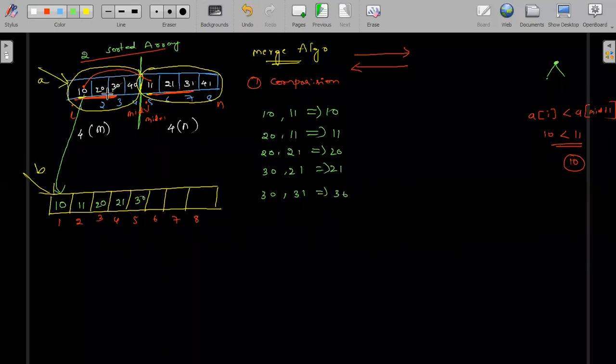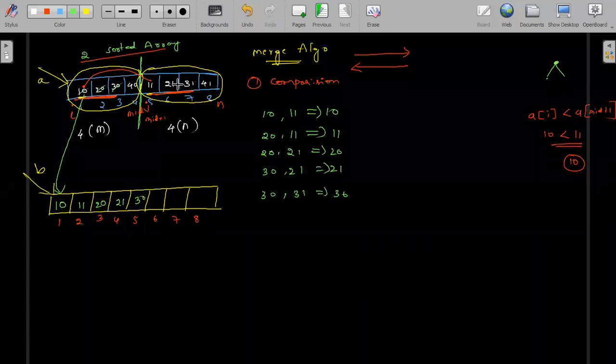30 is also over here, 20 is over, 10 is over, 11 is over, as well as 21 also over. Which is left here? 40. Yes or not? 40 is left here. Okay, now take 40. 40 with 31. Check with 40 with 31.